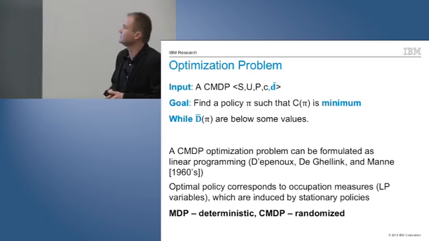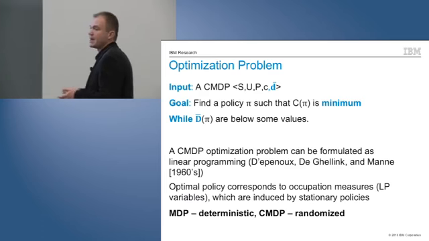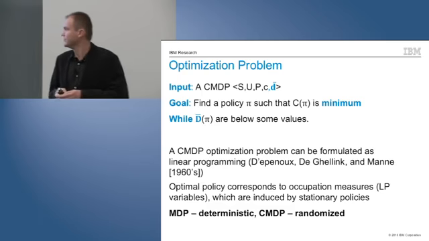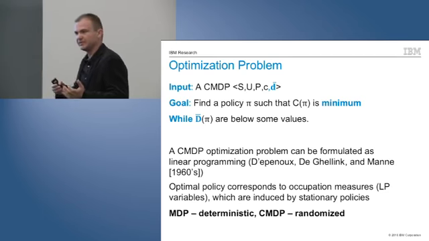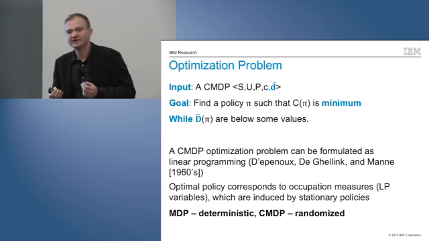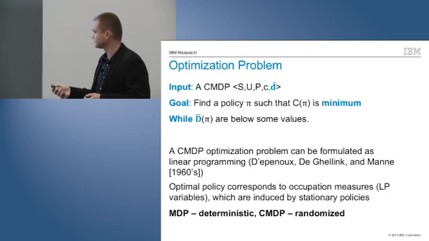The optimization problem is defined as: given a 5-tuple, find a policy that minimizes an objective function such that all constraints are satisfied. Back in the 60s, we know that there is an LP formulation for CMDP, and the optimal policy is deterministic for MDP, stationary deterministic for MDP, and stationary and randomized for CMDP, where the number of randomizations is upper bounded by the number of constraints in CMDP.